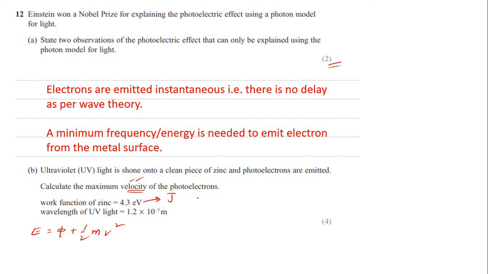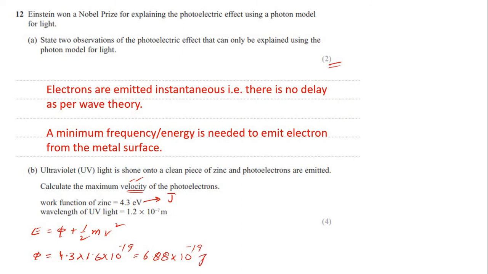Make sure that we are doing the calculation in SI system, so electron volt must be converted in joule. So first, let's convert the work function in joule. So phi is equal to 4.3 electron volt multiplied by 1.6 into 10 to the power minus 19. And then the answer will be 6.88, or 6.9 if you round it off, or 7 into 10 to the power minus 19 joule. This is the work function.